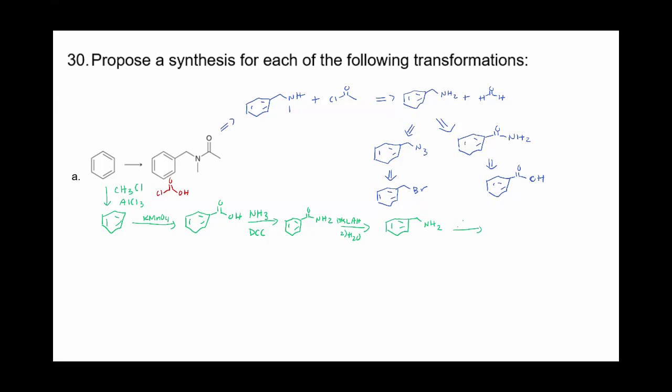Do our reductive amination. And then the acid chloride to acetylate it. You could also use acetic anhydride there.